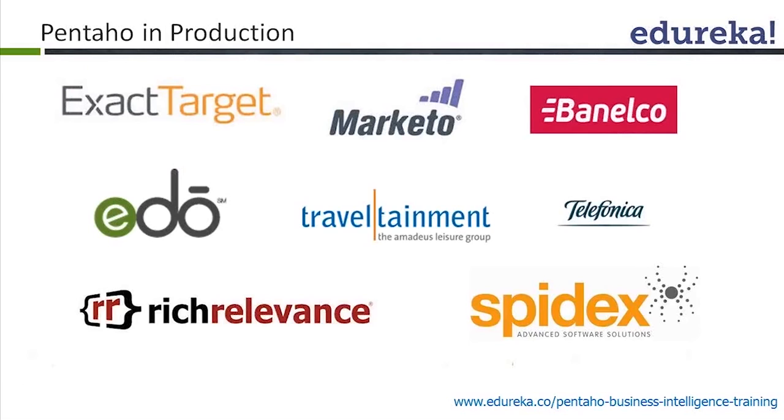There are other players as well who have successfully implemented Pentaho solutions. It is running in their production houses. Exact Target retail chain, then Marketo another chain, then Benenco is another one. Edo is the learning, I guess. Then Traveltainment is a traveling company. Telefonica, a very leading phone company of France. Rich Relevance and Spidex. These are a few companies who have implemented Pentaho solutions.